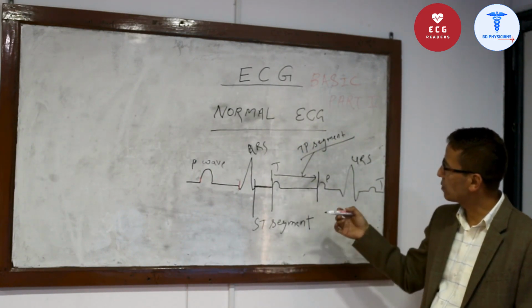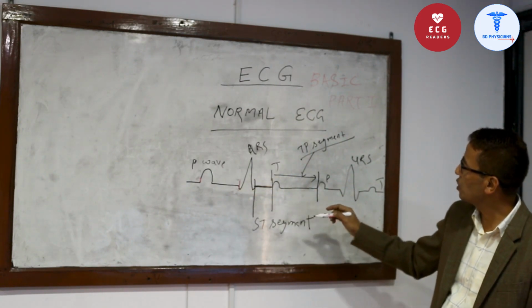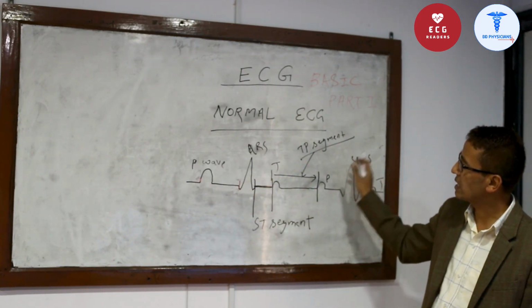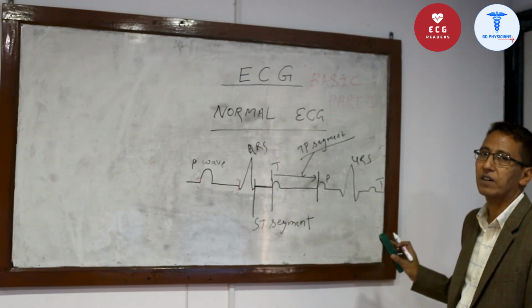We compare the ST segment or PR segment according to the TP segment. The TP segment is the isoelectric line for the ECG.